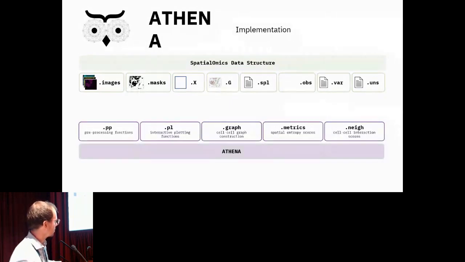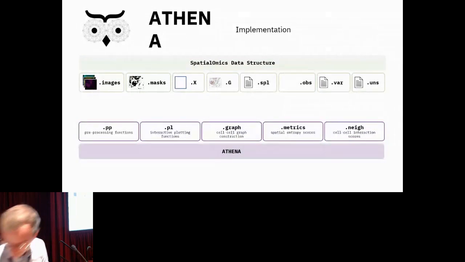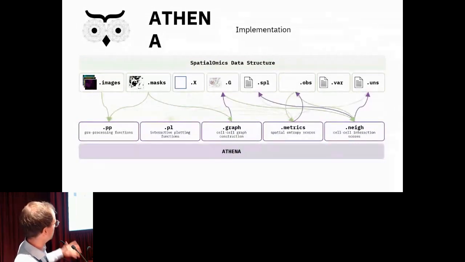And then we have our Athena module that has different submodules, like the plotting module, with which I produced all the graphs that you have seen here in this presentation, or the graph submodule, with which you can then actually compute or construct the graph representation based on the images. And these two modules interact with each other, very similar to GenCompBio and then data.